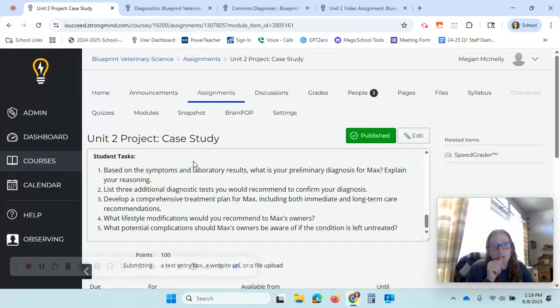Like I said, you get to play veterinarian here. Try to put together the puzzle pieces. Don't be disappointed if you don't get the right answer. That's okay, right? This is going to be more of an effort-based graded project, but I still want you to do your best and see if you can find out what's wrong with Max.